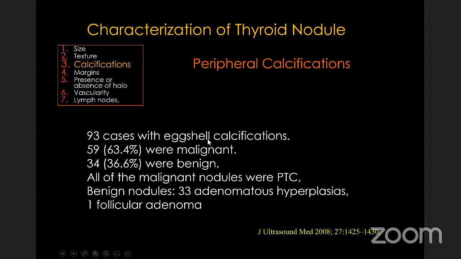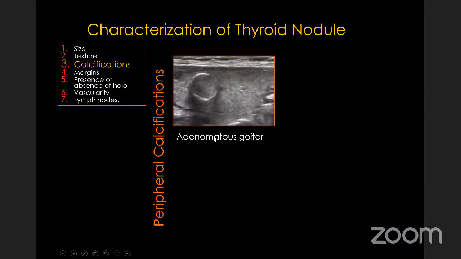This is a well-circumscribed isoechoic nodule with a ring of smooth curvilinear calcifications. Here, all of it, there are calcifications around it. This is called eggshell calcifications. This is surgically proven. It is confirmed to be adenomatous goiter.